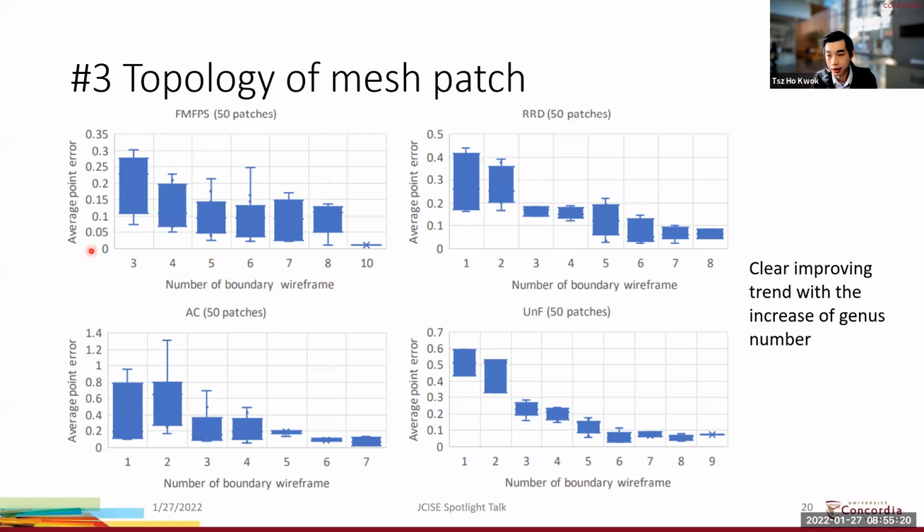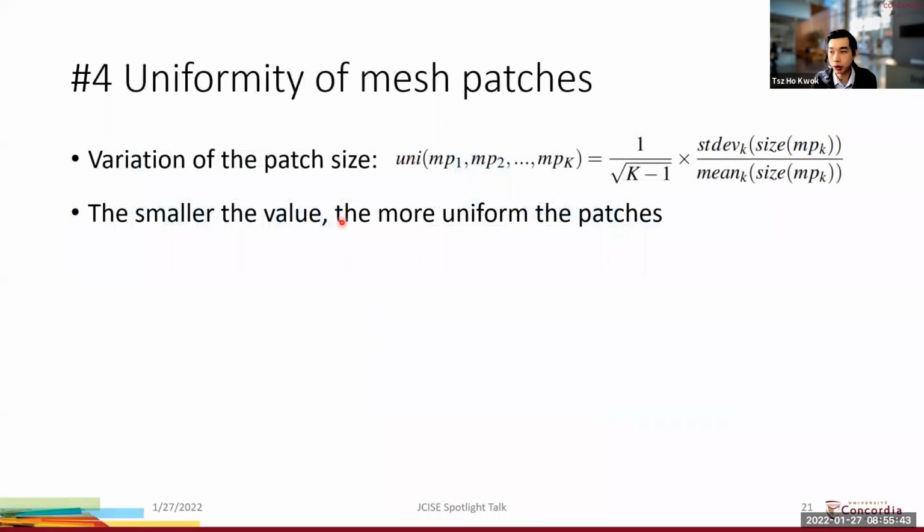For this one, it doesn't even have a segmentation of 1 or 2, so it's starting with 3. But for the other cases, you see that there is a big change starting from the genus number 3 and then getting to a plateau afterward. So roughly, we can see that we want to have a higher capacity, but at least around 3 will be good. Finally, the fourth one is about the uniformity.